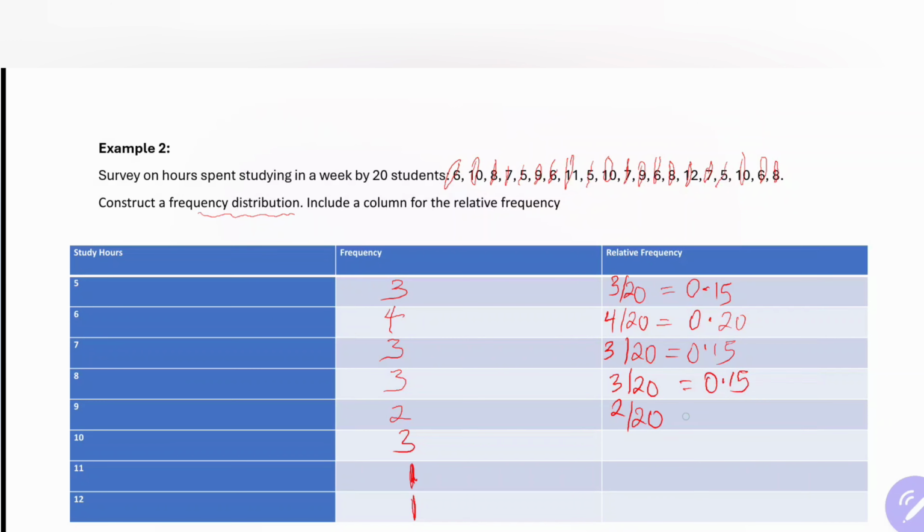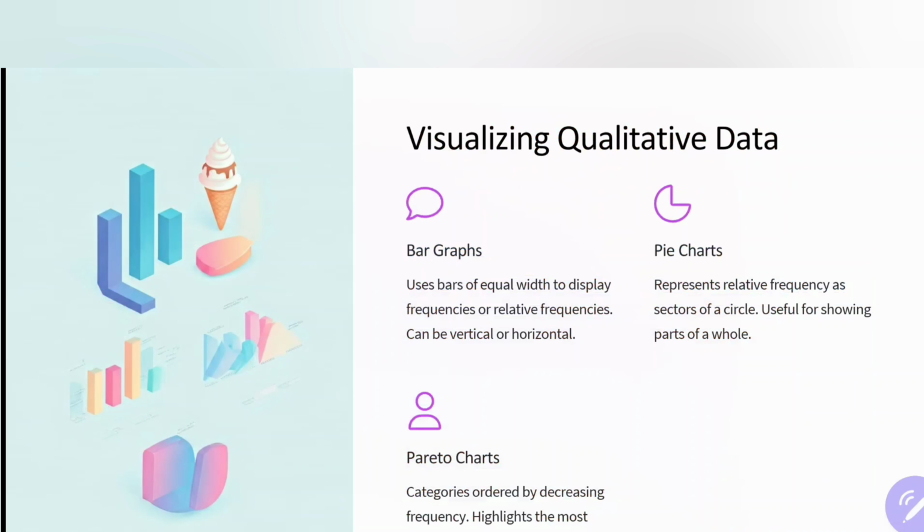2 divided by 20, 0.10. 3 divided by 20, 0.15. 1 divided by 20, 0.05, and 1 divided by 20 gives 0.05. If you add up, this should be equivalent to 1. So this is how to solve the relative frequency.